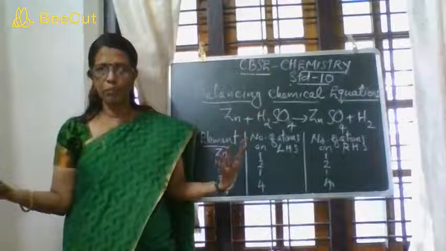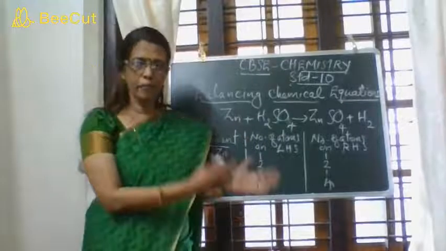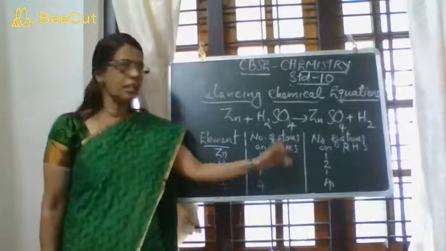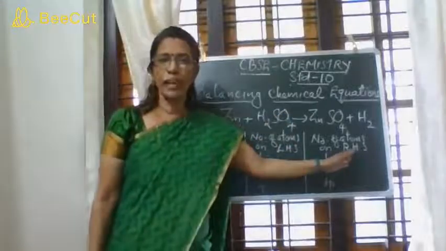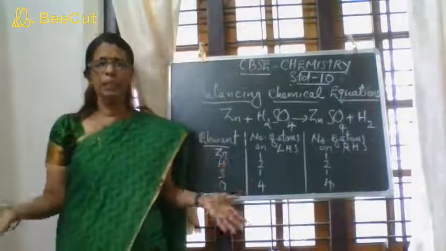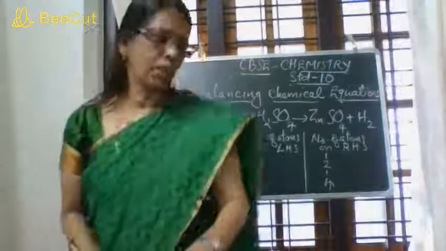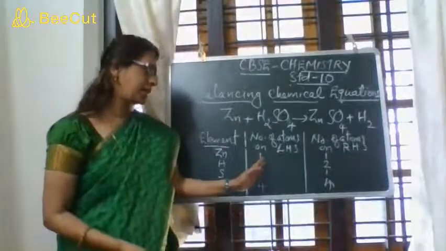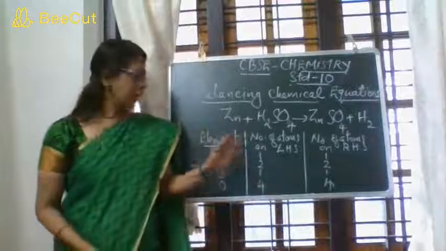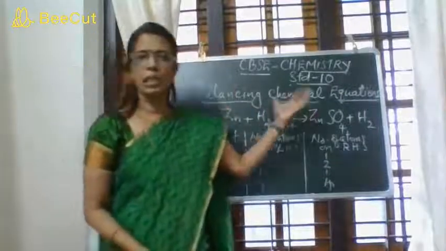The number of atoms present on the left hand side of the equation is equal to the number of atoms present on the right hand side of the equation. That means both sides are equal. The number of atoms on the left hand side is equal to the number of atoms on the right hand side. We say that this chemical equation is balanced.